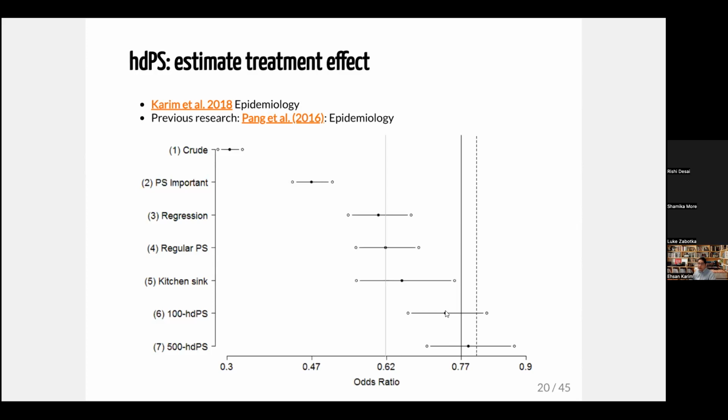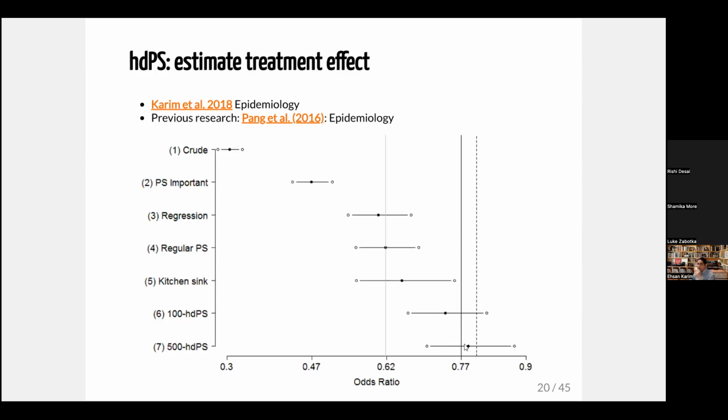But when we included the high dimensional propensity score, using the 500 empirical covariates in our analysis, we see that we are getting estimates very close to 0.77. From our previous analysis, we knew that the odds ratio was close to 0.77, and in a sensitivity analysis, the odds ratio was 0.8. Our hdPS was somewhere in between when we calculated the odds ratio using the 500 empirical covariates.